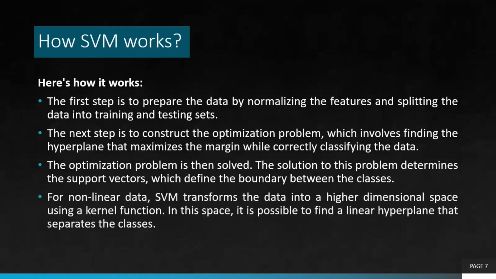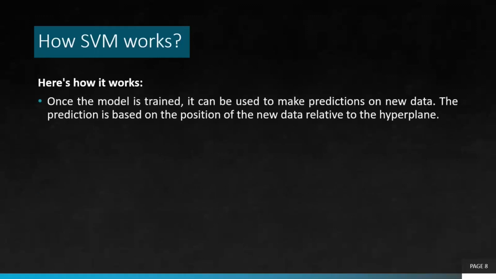For nonlinear data, SVM transforms the data into a high-dimensional space using a kernel function. In this space, it's possible to find a linear hyperplane that separates the classes. You can also use other functions. In the last, once the model is trained, it can be used to make predictions on new data. The prediction is based on the position of the new data relative to the hyperplane.